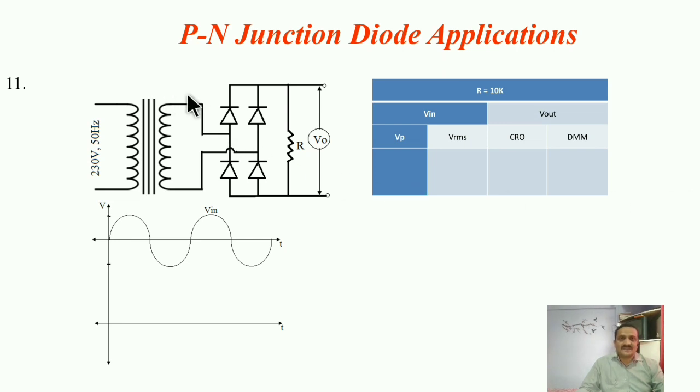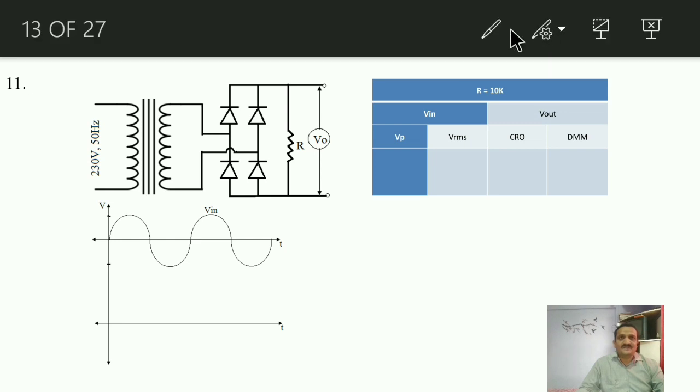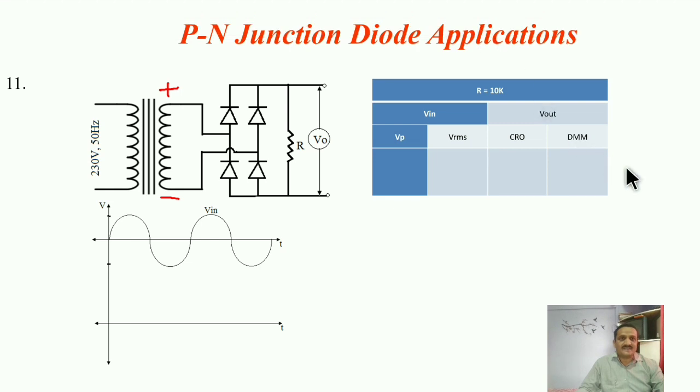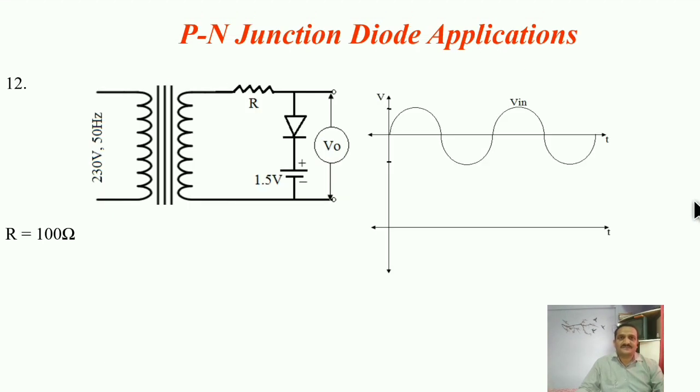Just consider one terminal during the positive half. The first terminal is positive of this half secondary, so which diodes will conduct? And whenever the polarity gets reversed, that means during the negative half, which diodes will conduct, and what will be the direction of flow of current, and what nature of output will you have? Then how much will be the average output voltage, and how much will be the peak voltage? Just imagine it, just think on it, and observe by using simulation software.